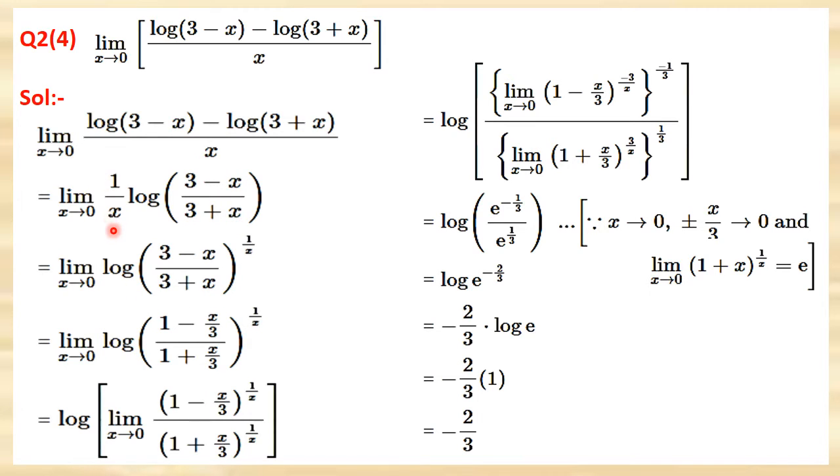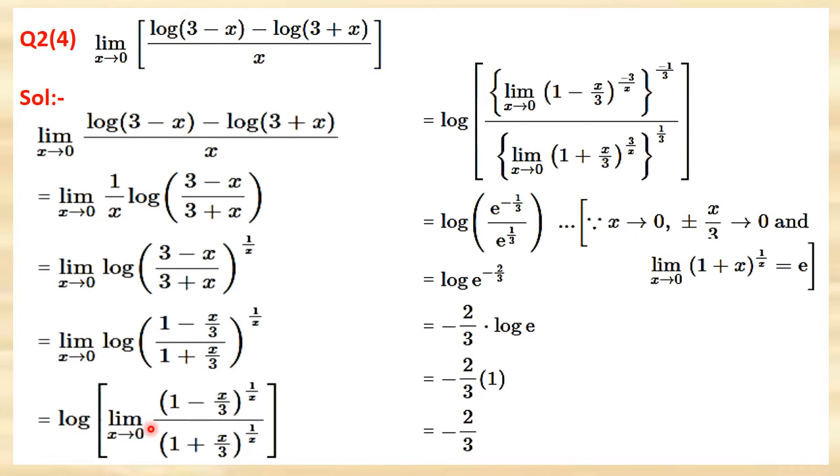And 1 by x into log can be written as limit x tends to 0, log of ((3 minus x) upon (3 plus x)) whole raised to 1 by x. And here 3 minus x and 3 plus x we will write as log of (1 minus x upon 3). By dividing both the numerator and denominator by 3, we will get (1 minus x upon 3) upon (1 plus x upon 3) whole raised to 1 by x. Then log, we can apply the limit inside the logarithm.